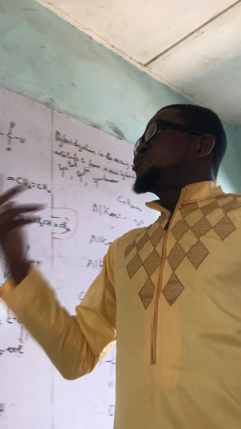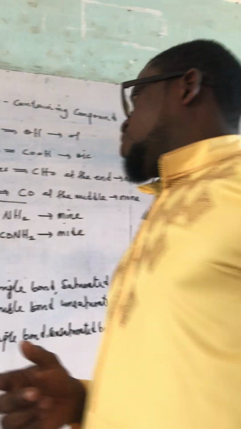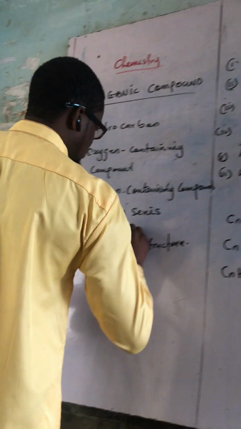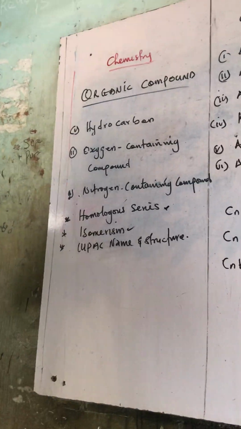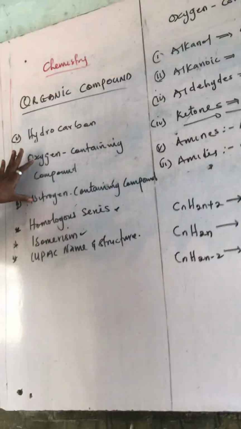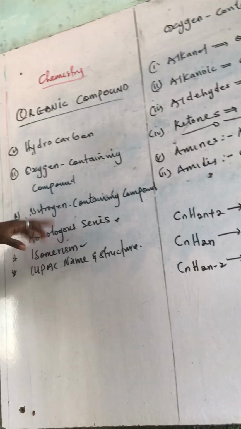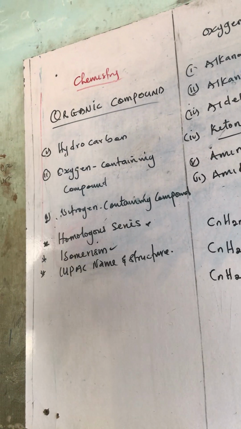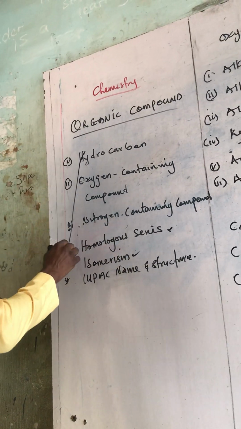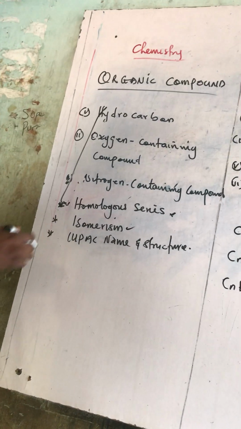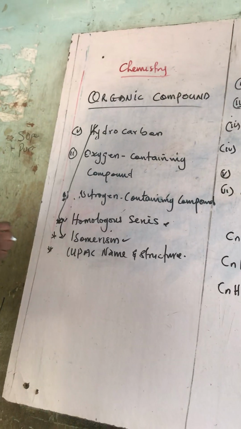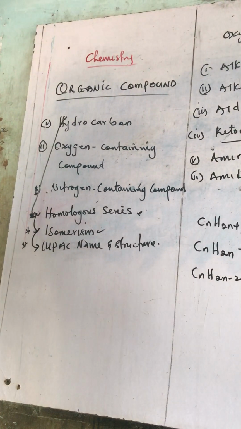Now there is something we call isomerism. Okay, let's look at this one first, because this one is a little bit very complex. So I'm coming back to this. So I am done with hydrocarbon. But I want to relate that hydrocarbon now to homologous series and isomerism and IUPAC name.